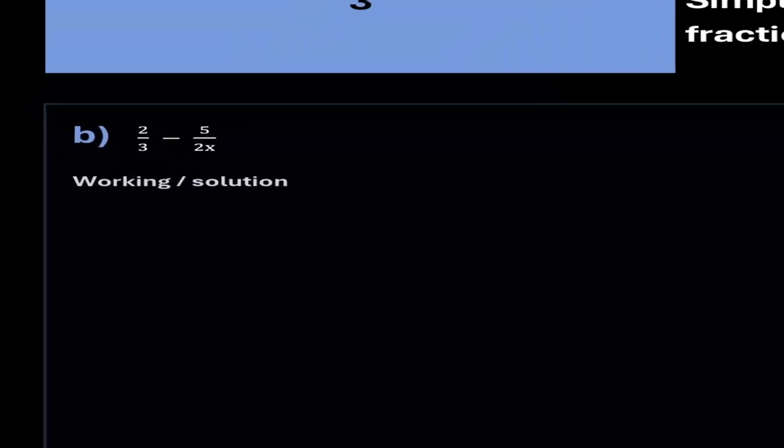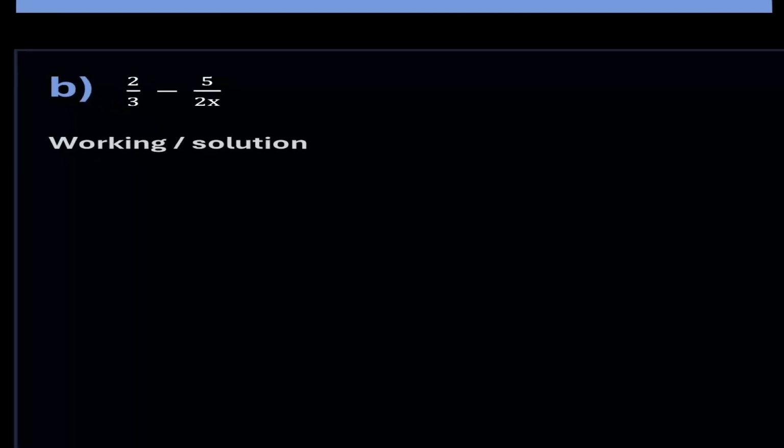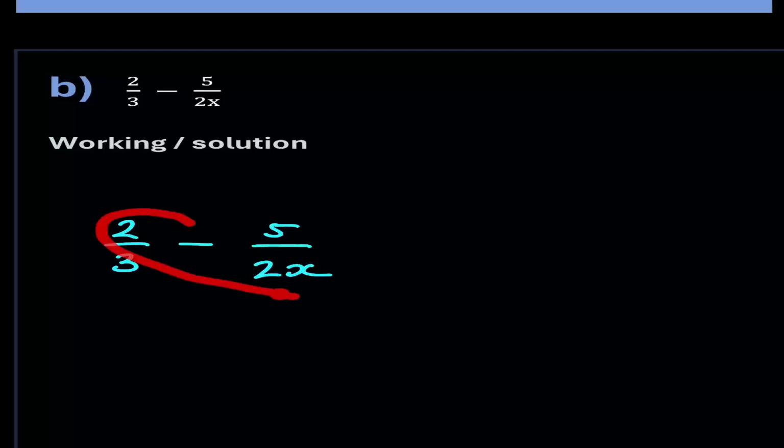Okay, what about this? So we've got 2 on 3, take 5 on 2x. So again, we want our denominator to be the same, but we could do a little hack. We could just cross multiply. So we could multiply these two first. So let's do that. So let me just highlight what I'm doing. I'm doing that multiplied by that.